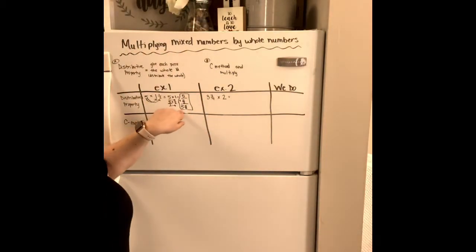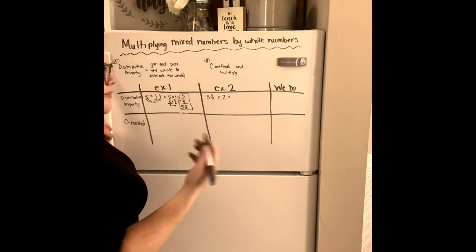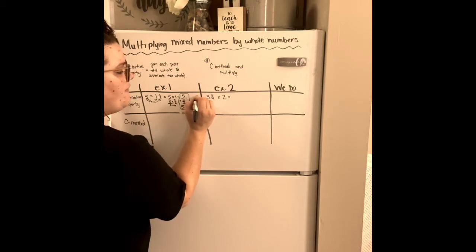Now this 5 wholes here can stay 5 wholes, but this 5 over 2, I'm going to do what I like to call side work. And so I'm going to say, all right, if I have 5 over 2, that means 5 divided by 2.